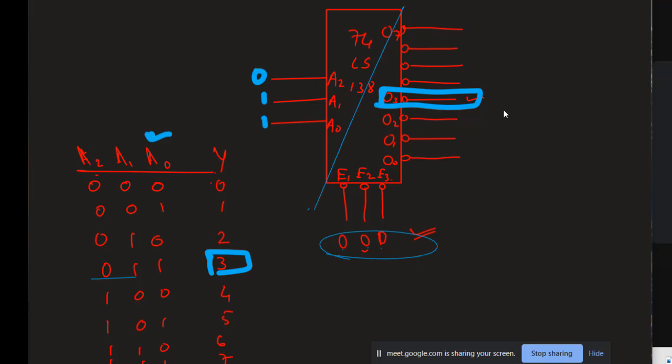You can ask me any doubt regarding this decoder, anything else you want to ask? Encoder is all three should be 0, correct? Yes, in this case all three should be 0. E1, E2, E3, all three should be 0. That means then only your IC will get activated, and that's why this is also called as a tri-state device.